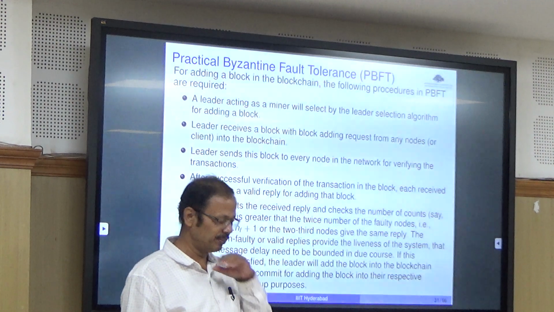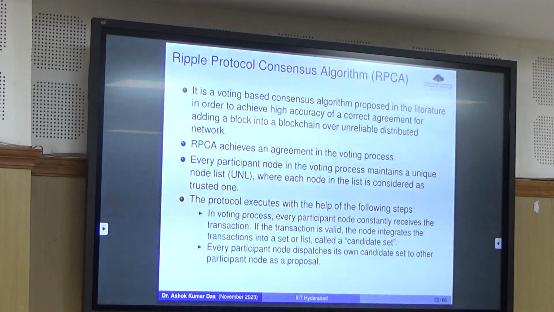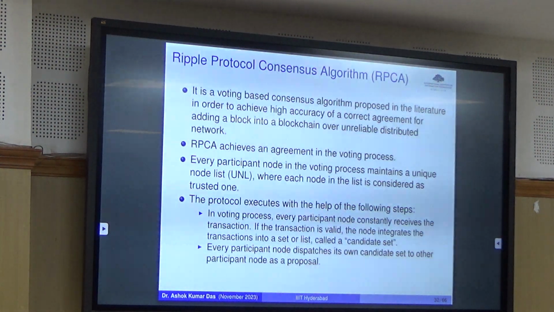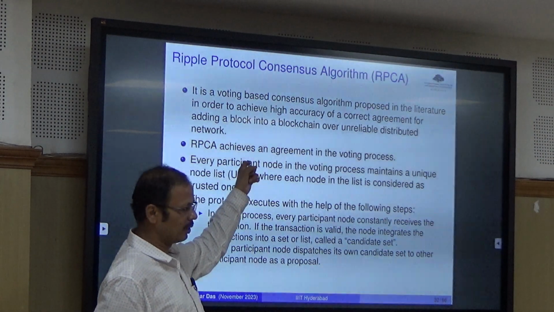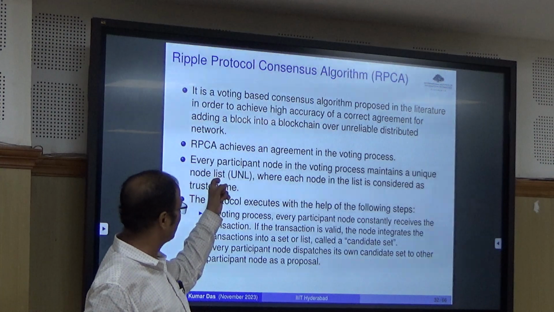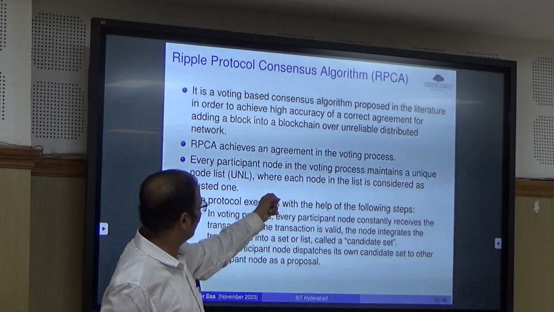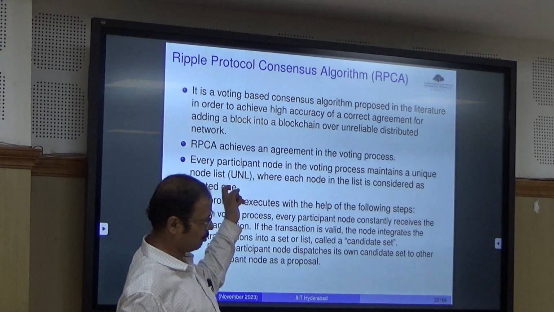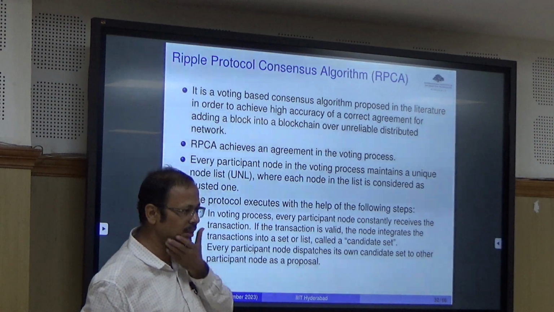Is it fine? Okay. So then we are having another kind of protocol which is known as the RPCA, the Ripple Protocol Consensus Approach. So what it tells is that every participating node or every peer node in the network will maintain a list known as the unique node list, where each node in the list will be considered a trusted one. So this is a voting based mechanism.